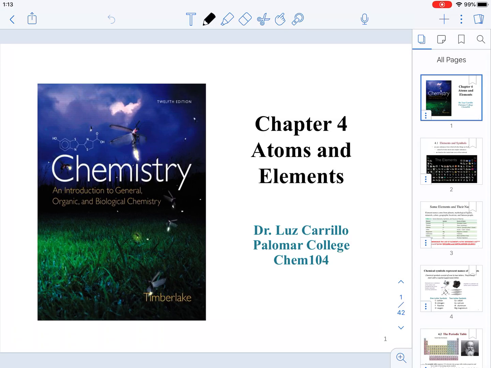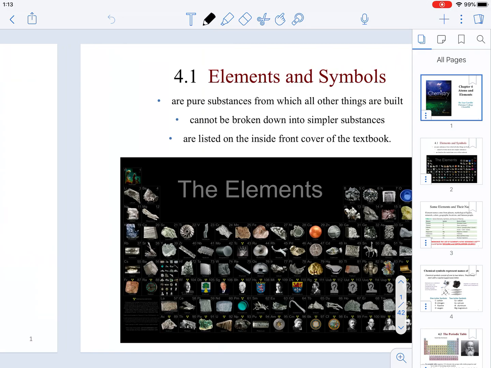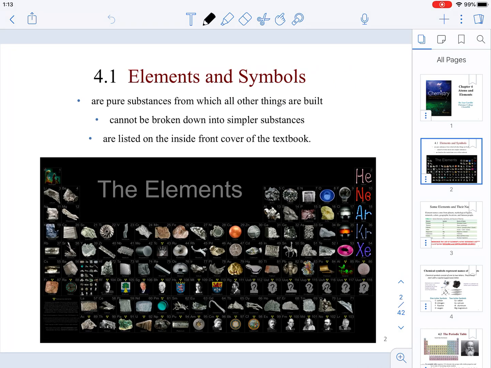In this video, we are going to be discussing the topics in chapter 4, which is titled Atoms and Elements. The first thing that we need to discuss is the elements in the periodic table and their symbols. We previously discussed that pure substances can be divided into elements and compounds.